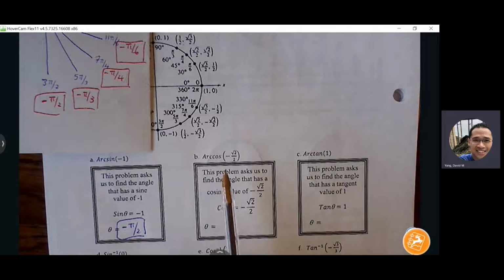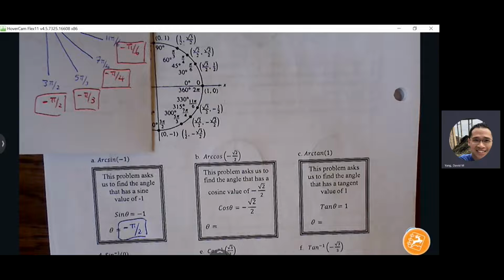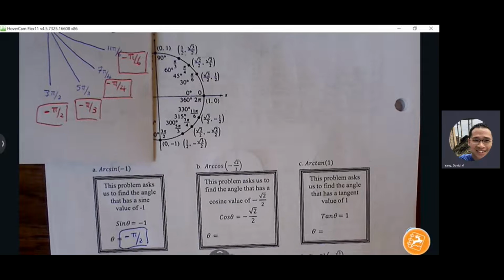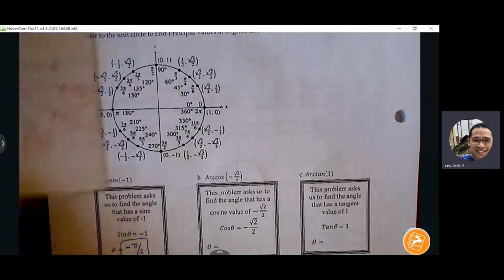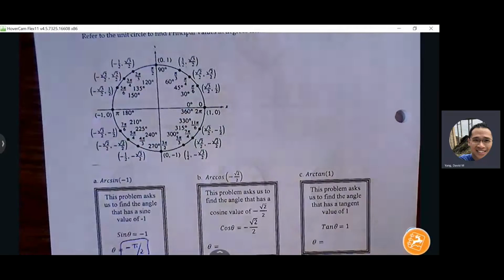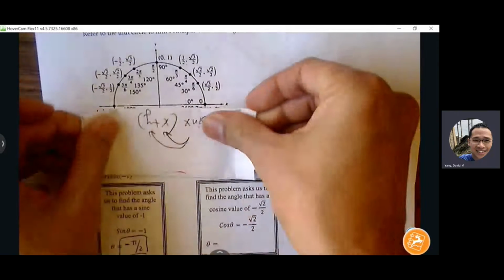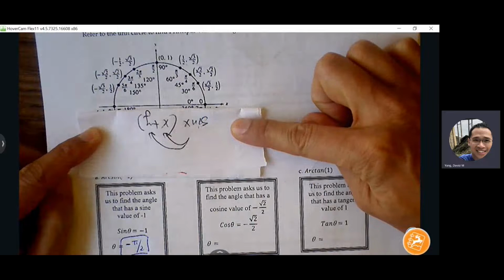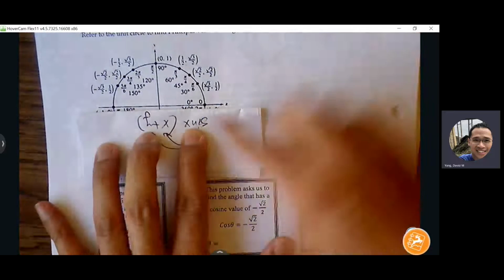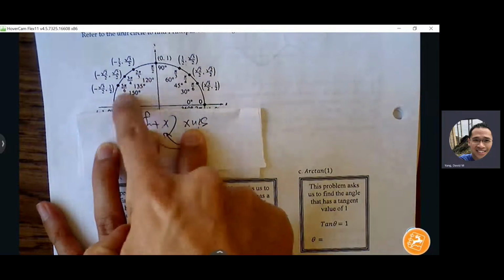Our cosine is -√2/2. In other words, when is cosine theta equal to -√2/2? Now, cosine, which quadrants do we look at? Good, 1 and 2. So we look at 1 and 2, cover up the bottom. Okay, where is cosine equal to -√2/2? Good. Now, once you're in the second quadrant, you're fine.